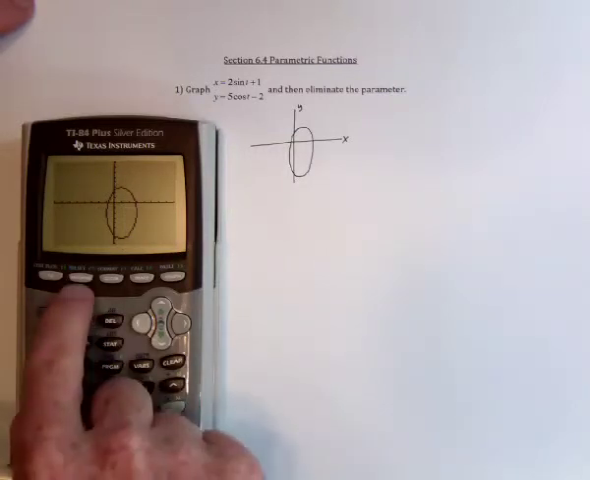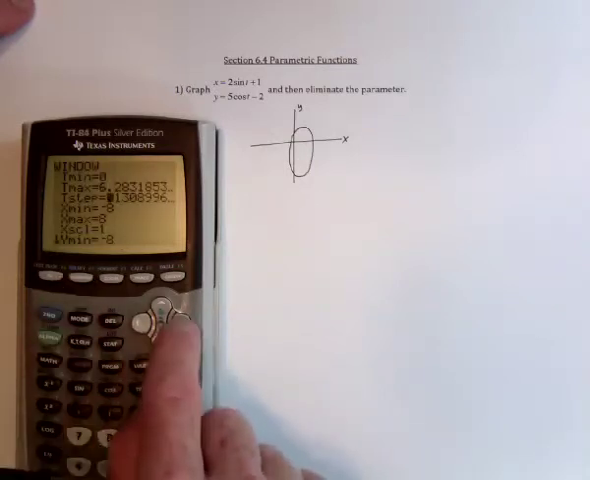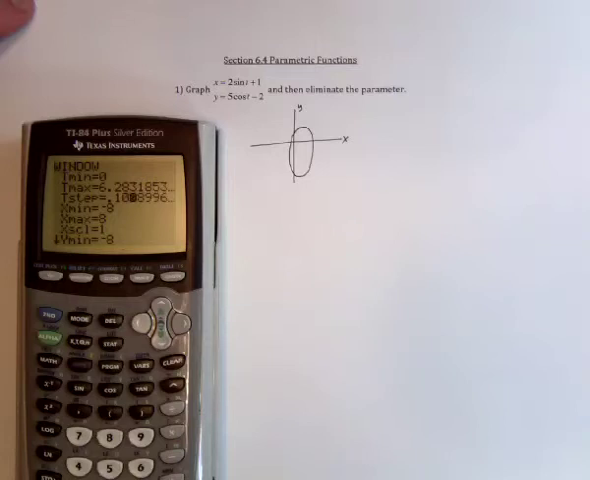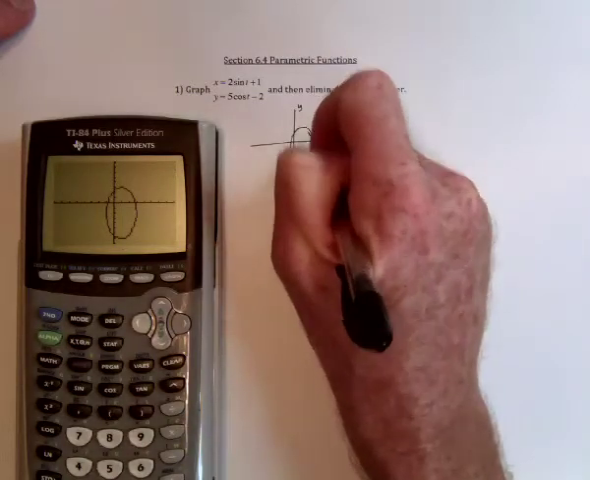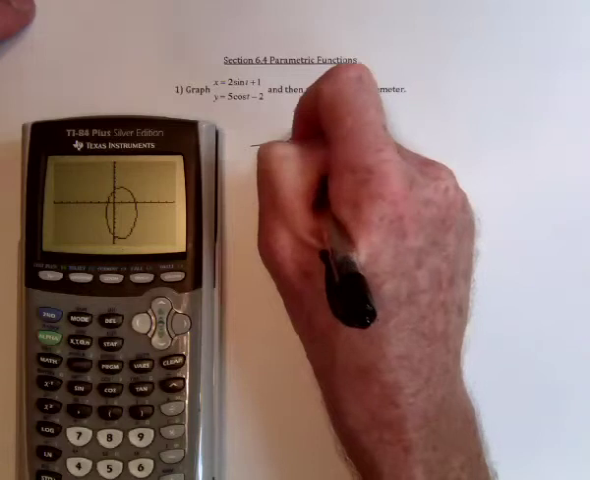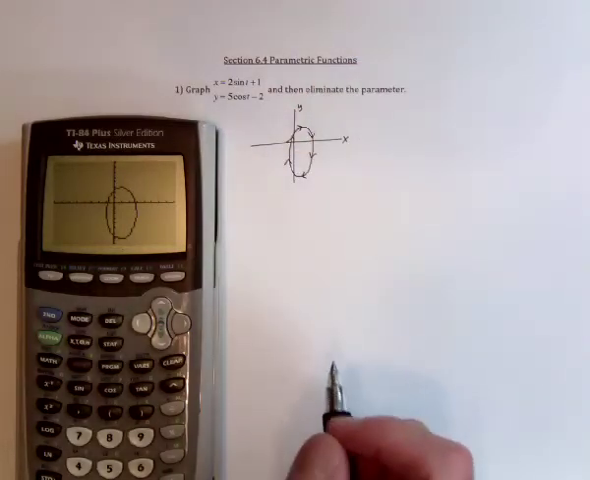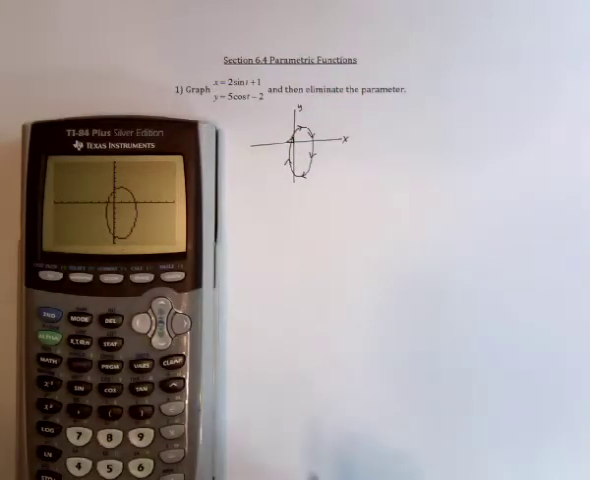One other thing that should be noted on the graph, I'm going to have it draw it a little bit slower, is the direction that it went. So it went from the top down, it went this direction. So the orientation is information that we have with parametric functions, but not x, y functions. So that's the direction that it went.